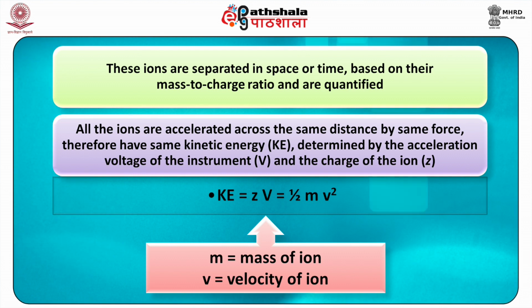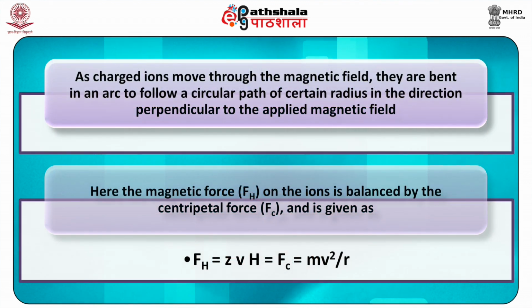the product of the charge of the ion and voltage, which is equal to half mv square, where m is the mass of the ion and v is the velocity of the ion. As charged ions move through the magnetic field, they are bent in an arc to follow a circular path of certain radius in the direction perpendicular to the applied magnetic field.